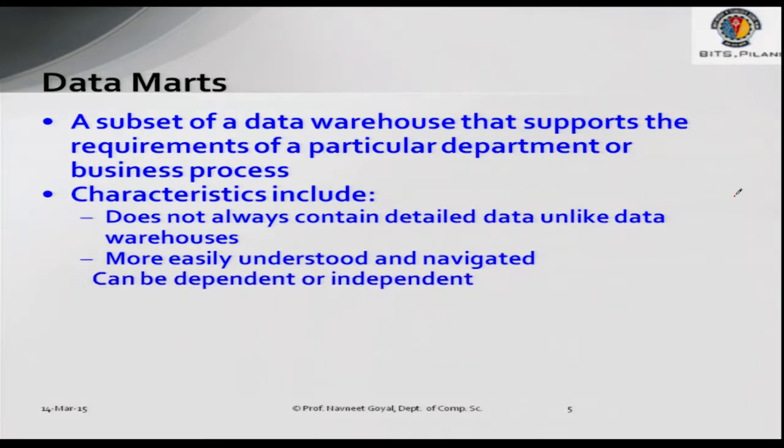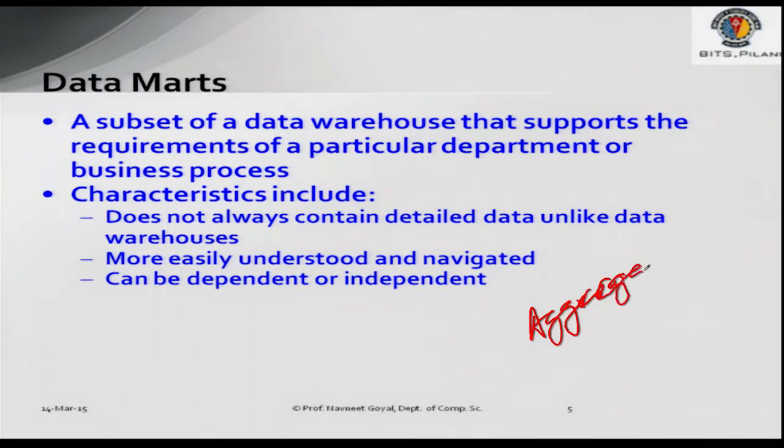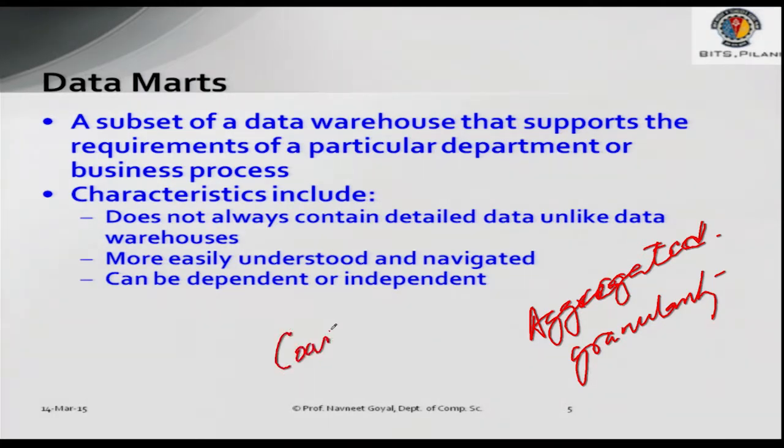And another important thing about this is that in a data mart the data is aggregated. So aggregated means the granularity. I have already discussed granularity. What it means is that the granularity in the data mart is generally coarser than that in the data warehouse. So that's the difference. Okay, and data marts can be dependent or they can be independent.